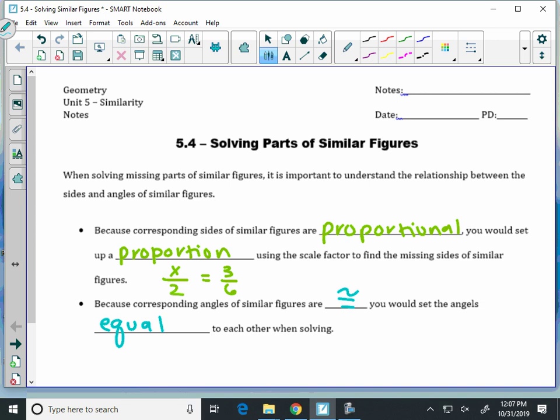So finding a missing side, you set up a proportion. Finding a missing angle, you set them equal. Okay, this is for similar figures only. So let's take a look at some examples.